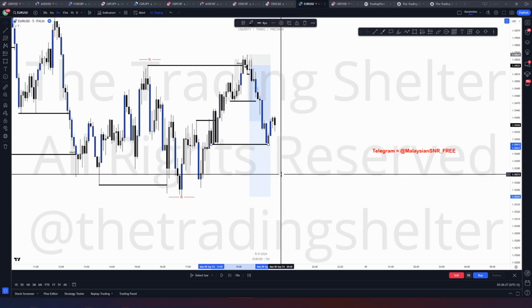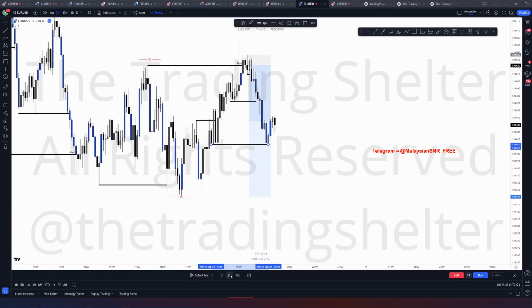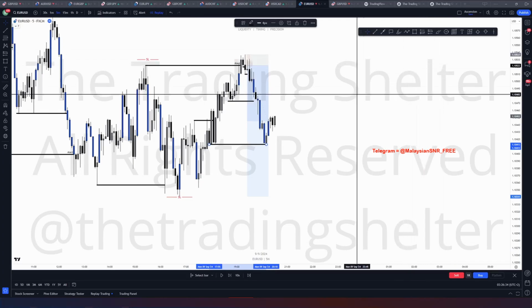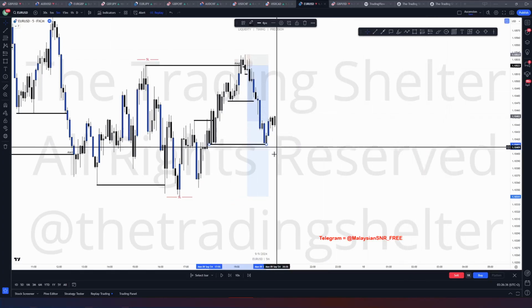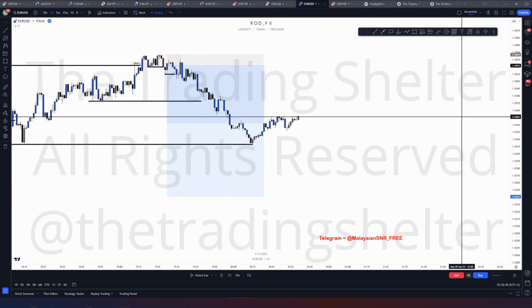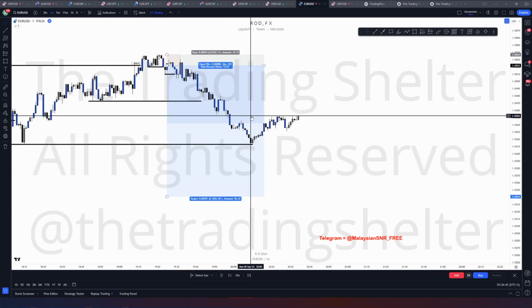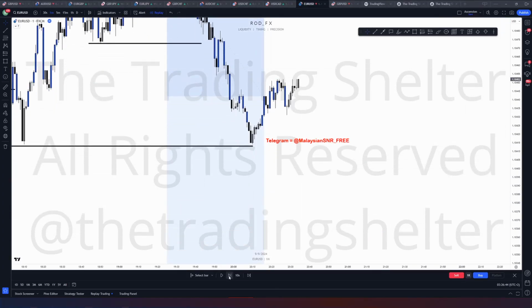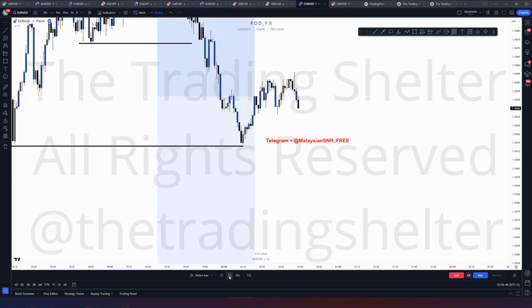Faking this zone. Like I said, decisional POI, pretty easy. This is where there's potentially another entry here. So we go on M1. We see what we have. We have these equal highs here. Okay, let's see what we have.